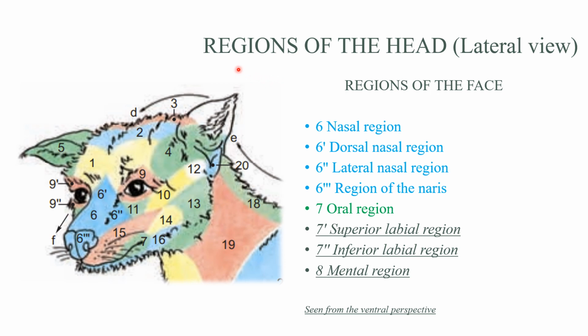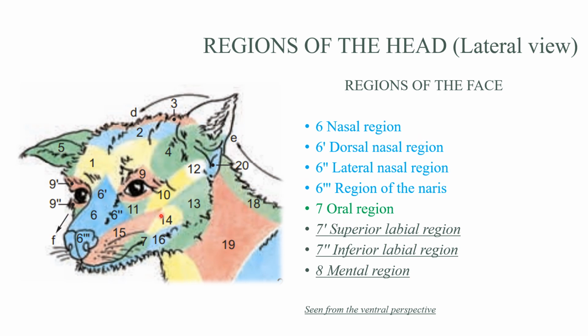Moving on. Also lateral view, but now we have regions of the face. We moved from the cranium to regions of the face. First of all, we have the nasal region, right? Basically, all the region of the nose. So all of these are included. 6s with a little dot right here. All of them are included in the nasal region.